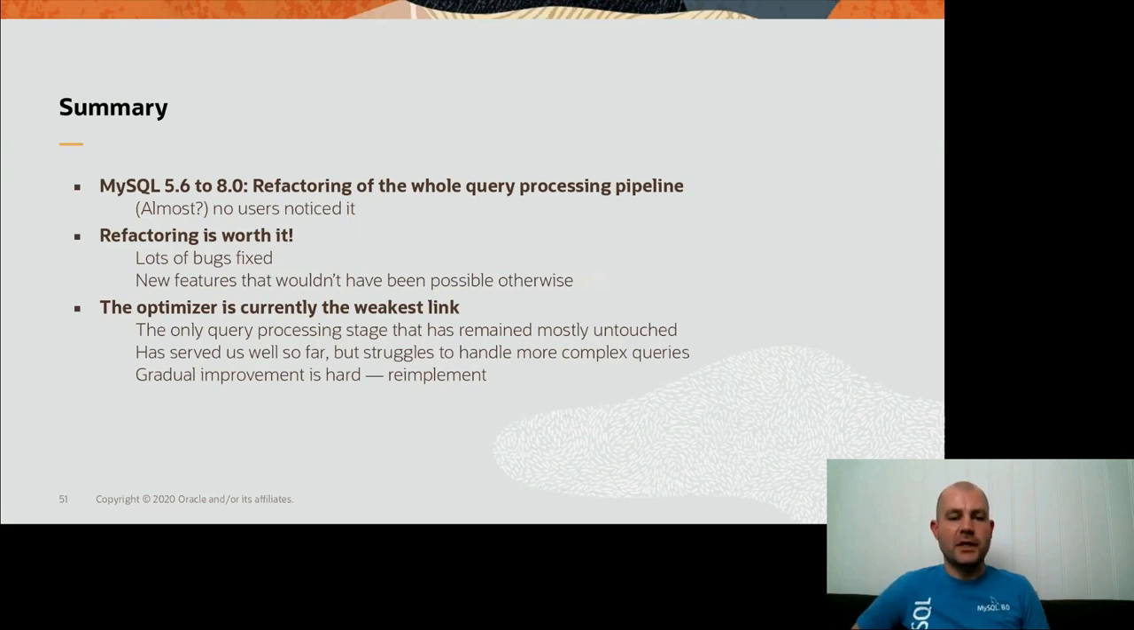So to summarize, between 5.6 and 8.0, we have refactored almost, not the whole query processing pipeline, almost the whole. We haven't touched the optimizer really. And so far, no user has discovered this. At least they haven't had any problem with it. We've been talking a bit about it the last year or so, but people really haven't seen any issue here. And our experience is that refactoring is so worth it. Lots of bugs fixed immediately, and we see feature development speeding up a lot.